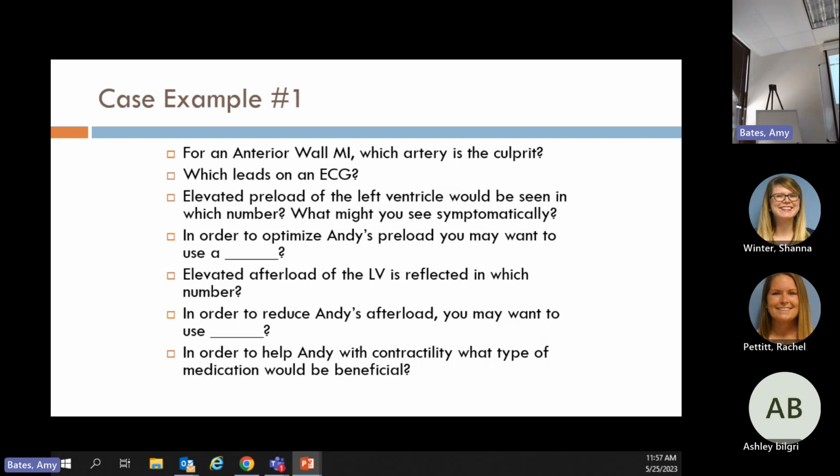In order to reduce Andy's afterload, what would we use? Maybe say a vasodilator. You want to use a little Nipride, a little nitro, something. But in order to help Andy with contractility, what kind of medication would be beneficial? An inotrope. We're going to do an inotrope. And actually, there are some inotropes, milrinone and dobutamine, that are a bit of a vasodilator anyway. So you can use them for the squeeze and they'll vasodilate. But we're going to help Andy out here.